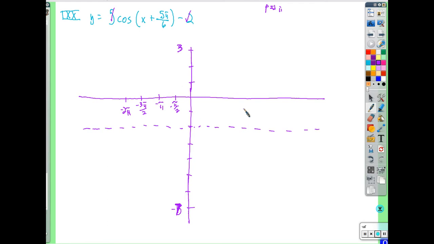Okay, let's see. Maybe an easier way to do it just visually rather than in the previous example. All right, we're going to start here. We know there should be a point here.